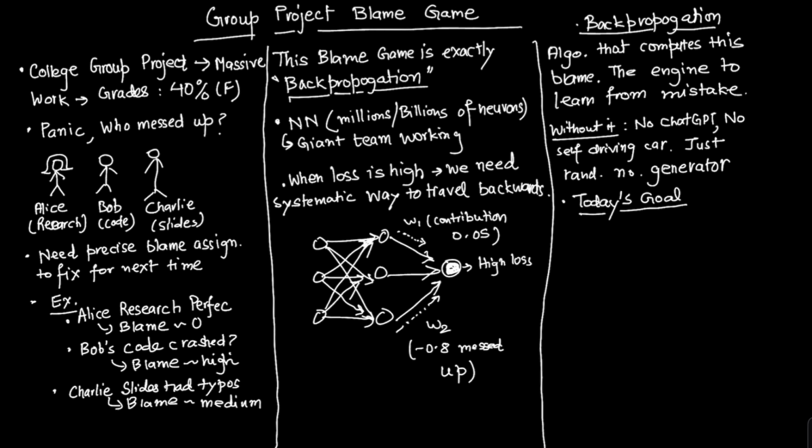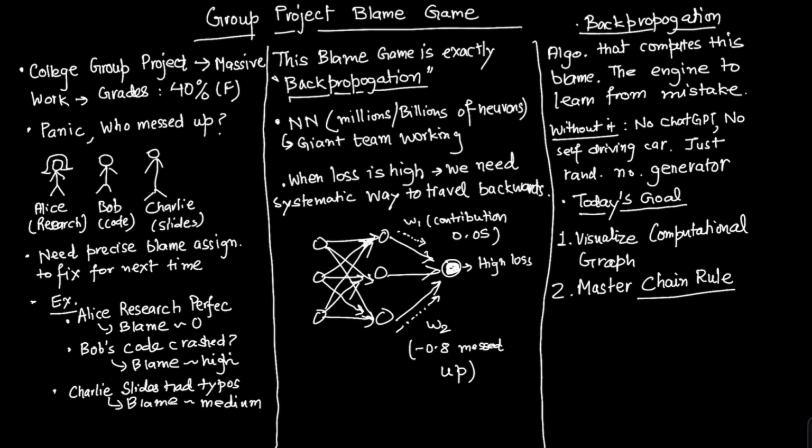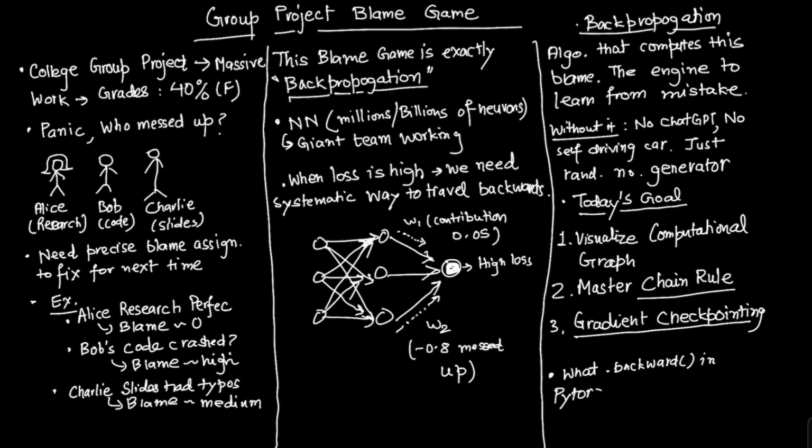We aren't just going to memorize formulas. We are going to visualize the computational graph, we are going to master the chain rule, and we are even going to cover gradient checkpointing, the secret memory-saving technique used to train massive LLMs like GPT-4. By the end of this video, you won't just run function.backward in PyTorch, you'll understand exactly what it's doing under the hood.